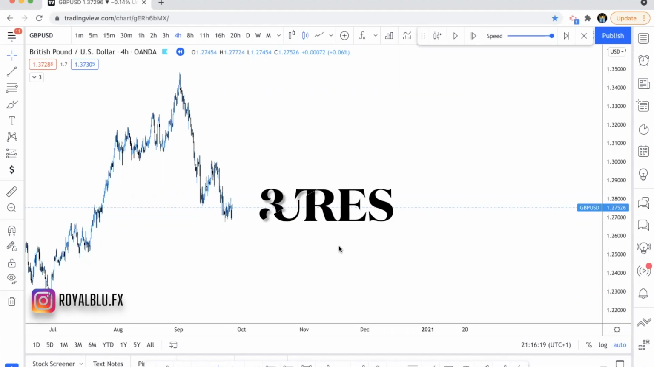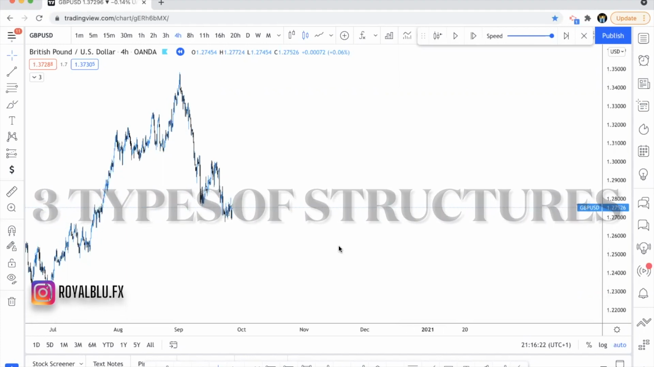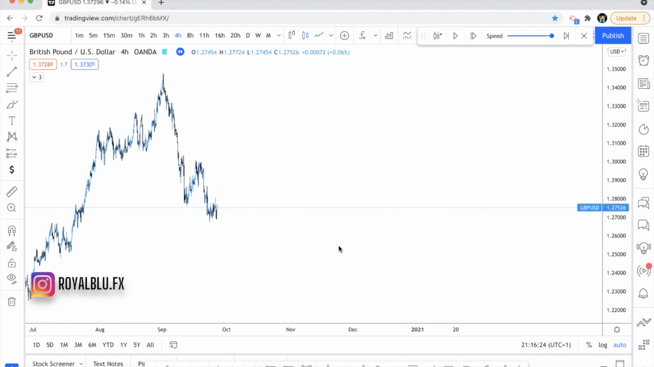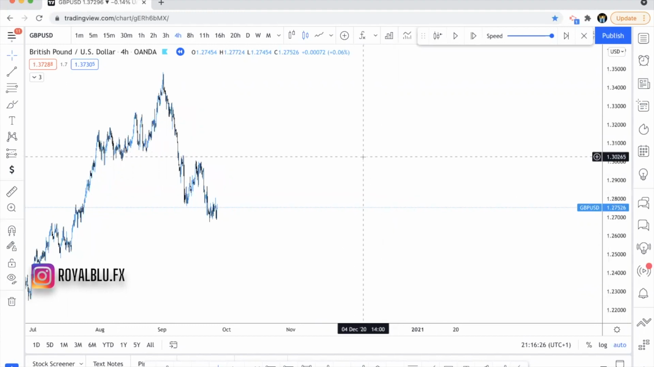Today we're going to talk about the three types of structures. I'm going to show you how to use them and explain to you what they are in the markets. So without any further ado, let's begin.